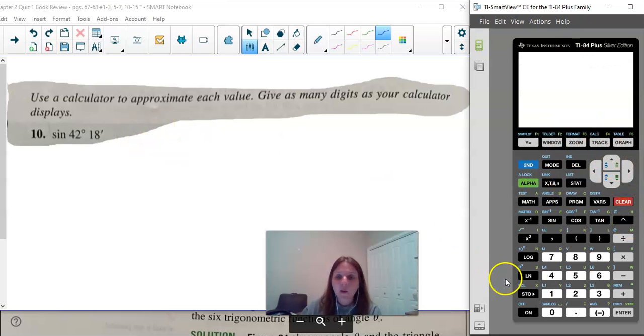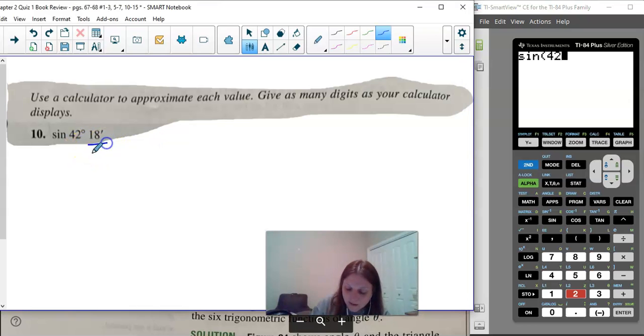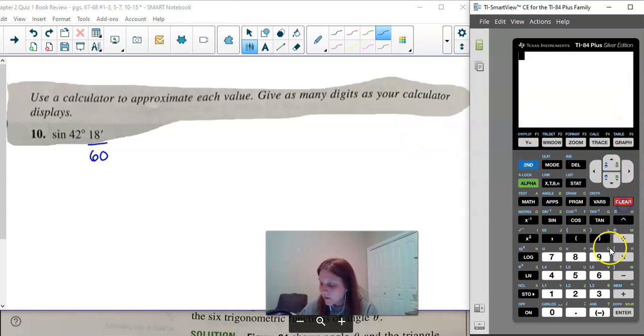Okay, I want to type in the sine of 42 degrees and I don't know how to put in 18 minutes. So what I have to do first is divide this by 60. So I need to clear this out, and I'm going to divide 18 divided by 60.